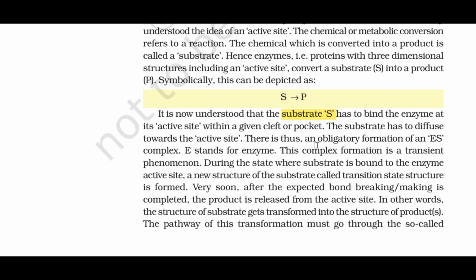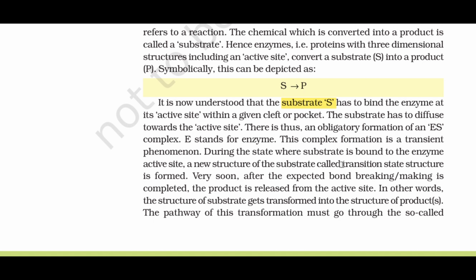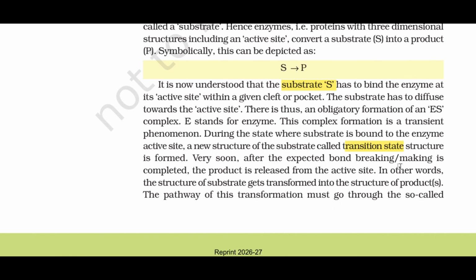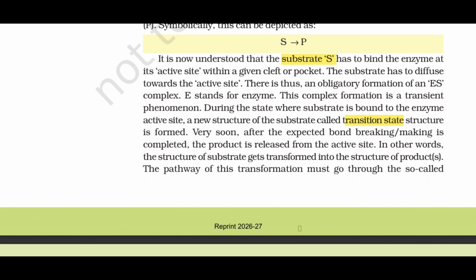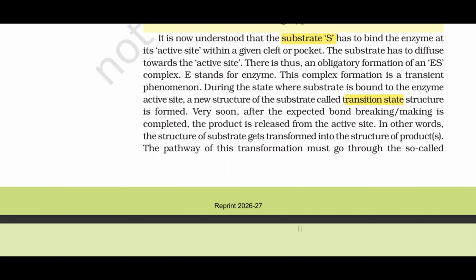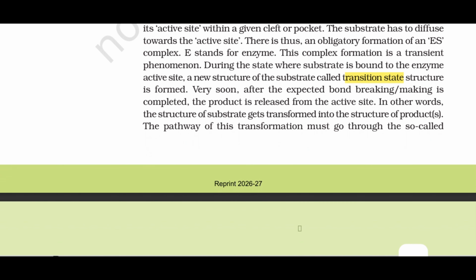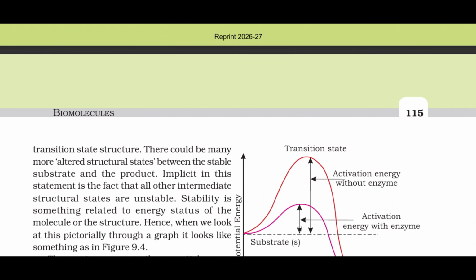E stands for enzyme. This complex formation is a transient phenomenon. During the state where substrate is bound to the enzyme active site, a new structure of the substrate called the transition state structure is formed. Very soon, after the expected bond breaking and making is completed, the product is released from the active site. In other words, the structure of the substrate gets transformed into the structure of the product. The pathway of this transformation must go through the so-called transition state structure.